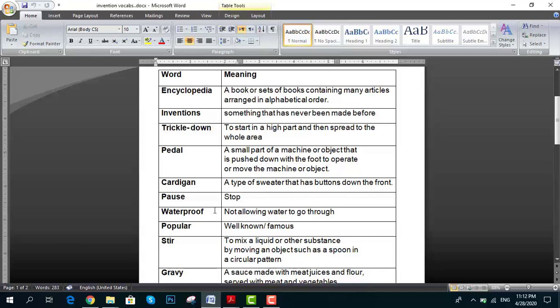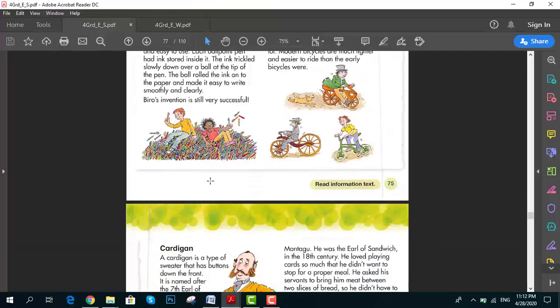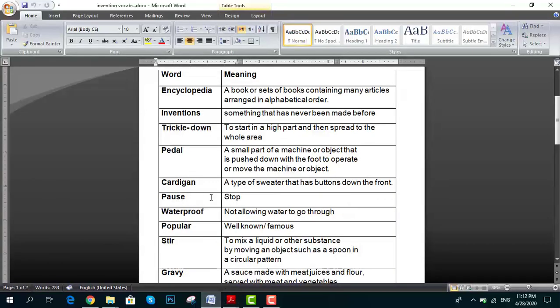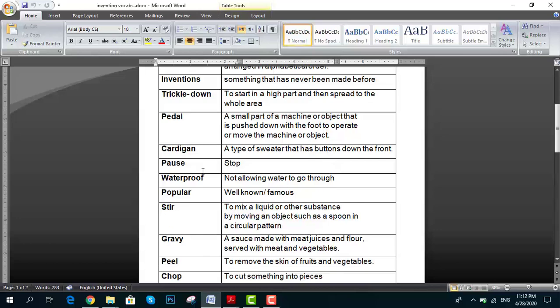But then we have cardigans. What's the meaning of cardigan? As you notice here, this is a cardigan. Cardigan is a type of sweater that has buttons down the front. So cardigan is a type of sweater that has buttons down the front. If I say pause, it means to stop. You should stop.